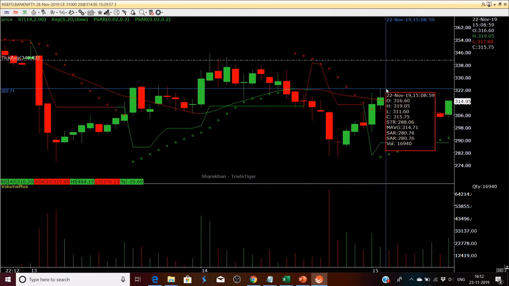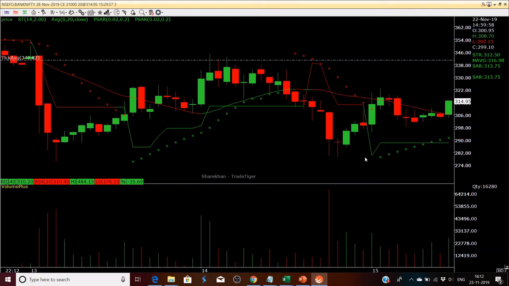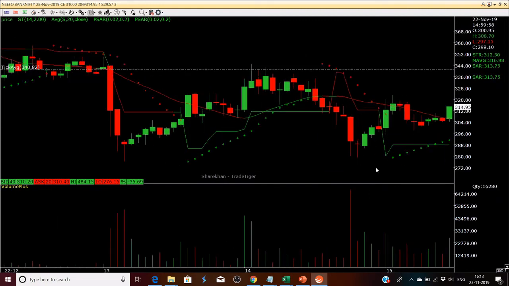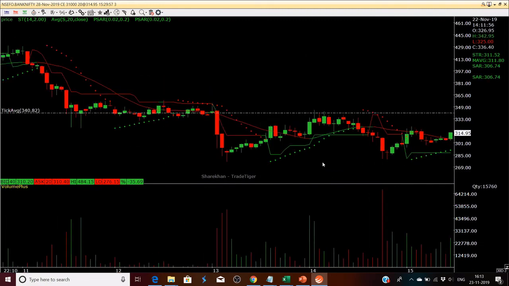291, and then again it went up to 316. So minimum 20 points you can easily make in buying, and that too very quickly you can do. So let's look at some more examples.